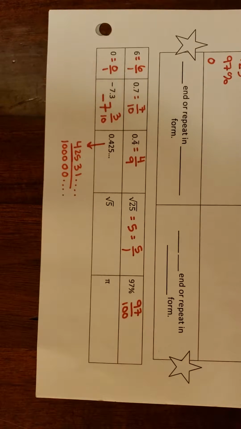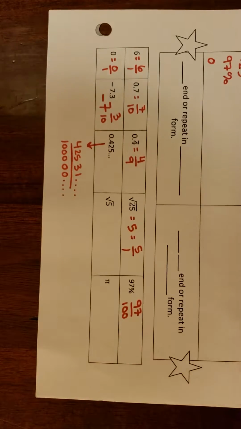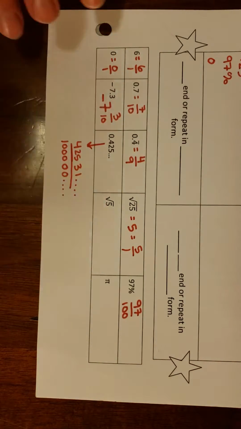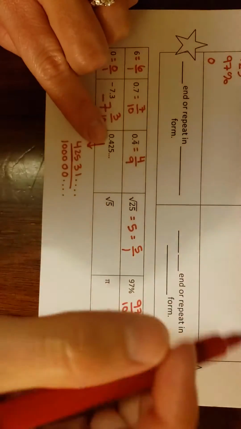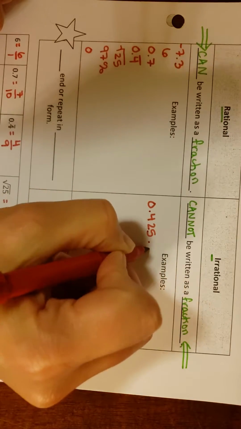So that means that while we can write an increasingly specific or correct fraction, it's never going to be perfect. So that said, this number can't be written as a fraction, and therefore it is an irrational number.